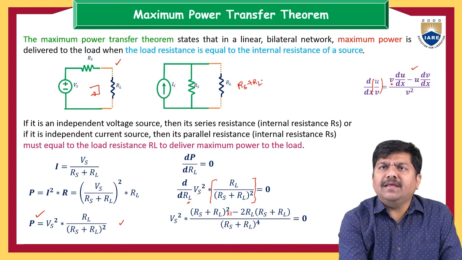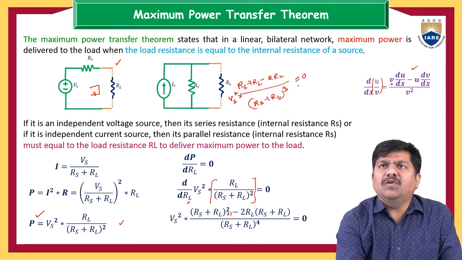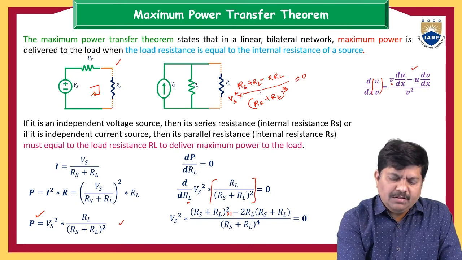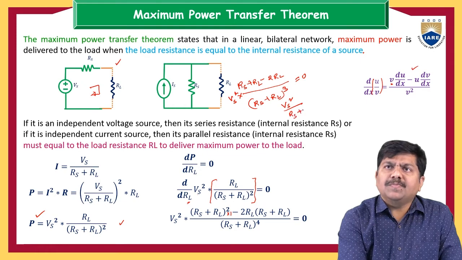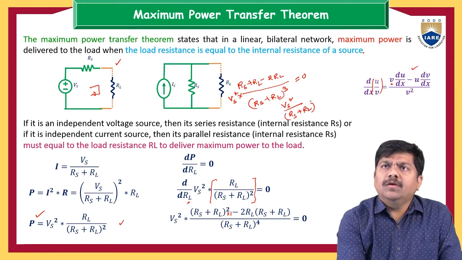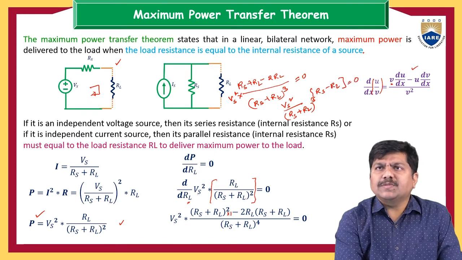It is there in the numerator minus 2 into RL, divided by the total expression, that is (Rs plus RL) whole cube into Vs square. This is the expression and this is equal to 0. What happens here? Rs plus RL minus 2RL, so in the numerator, Vs square divided by (Rs plus RL) whole cube into (Rs minus RL) equal to 0. So this is the expression here.